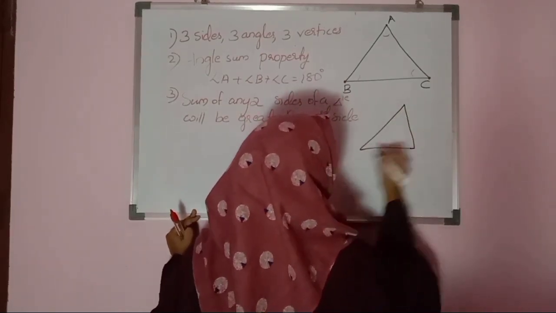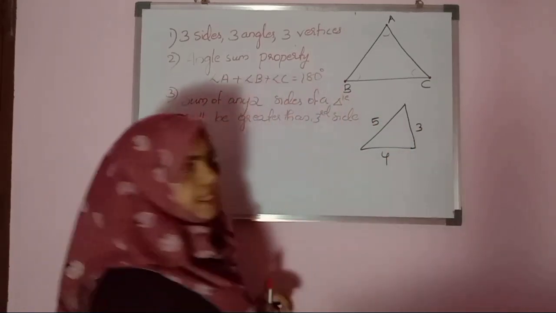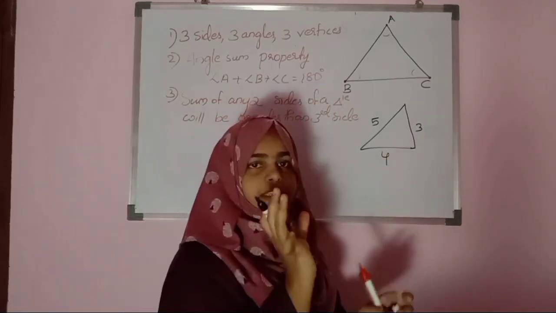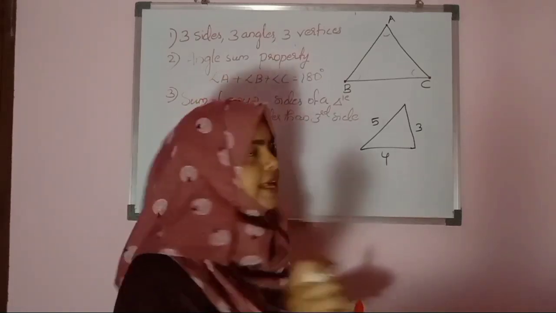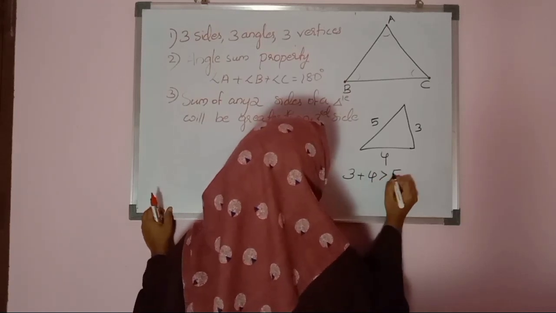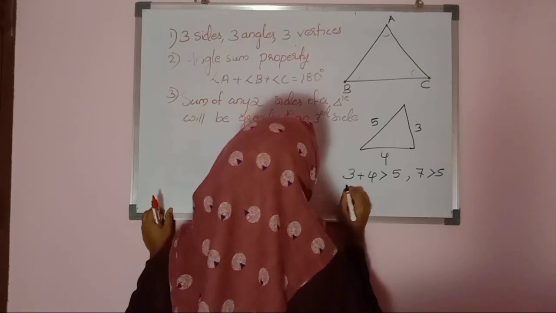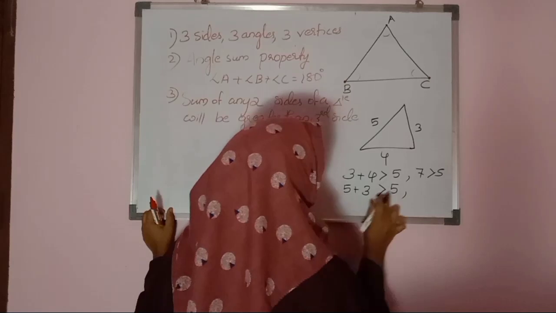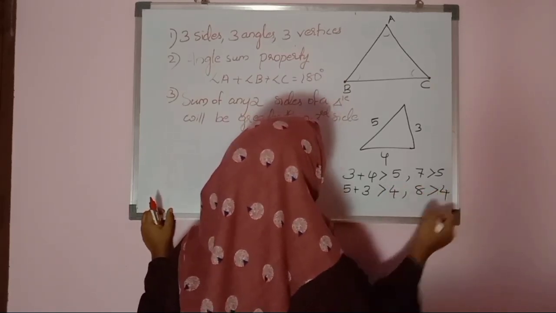We know that this is a triangle. Let this side be 5 centimeters, this 4 centimeters and this 3 centimeters. Then let us check whether this could be a triangle. If this is a triangle, the sum of two sides should be greater than the third side. So, 3 plus 4 greater than 5. Okay, 7 is greater than 5. Now, 5 plus 3. 5 plus 3 is what? 8. It should be greater than the third side, 4. Okay, we know that 8 is greater than 4.